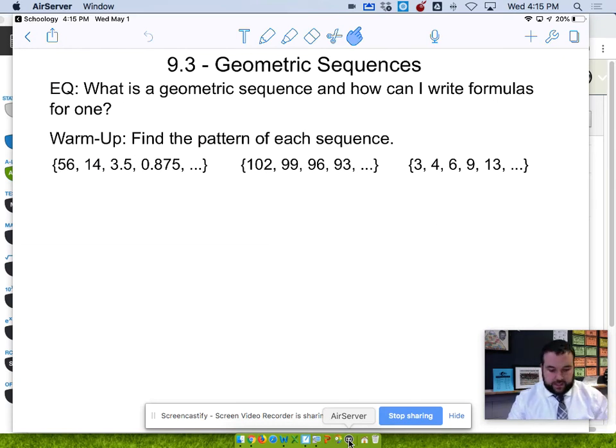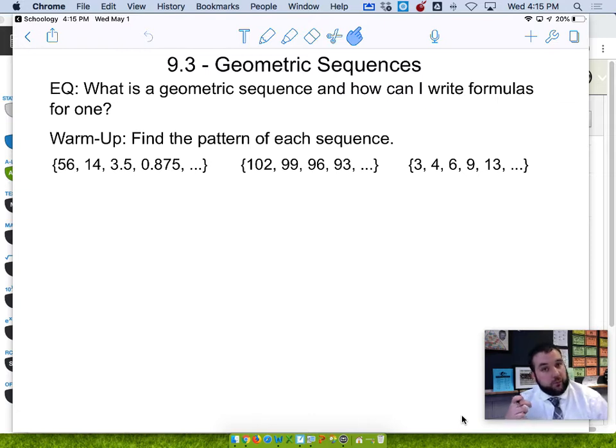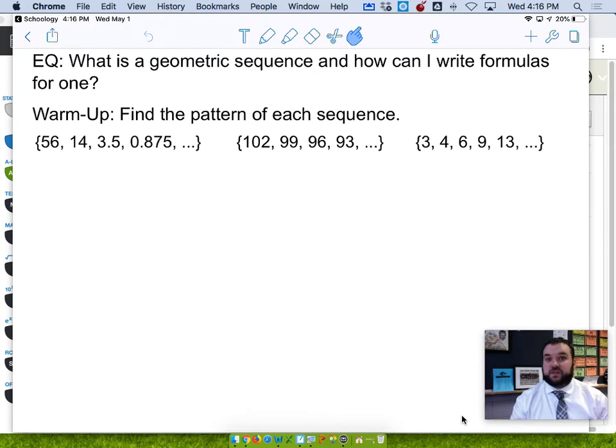All right. Section 9.3 is what we call geometric sequences. Very similar. You'll see a lot of similarities today, or in 9.3, as there are to 9.2. Just a little bit of difference in how we write the explicit and recursive formulas. So let's get through this. What is a geometric sequence and how can I write formulas for one?